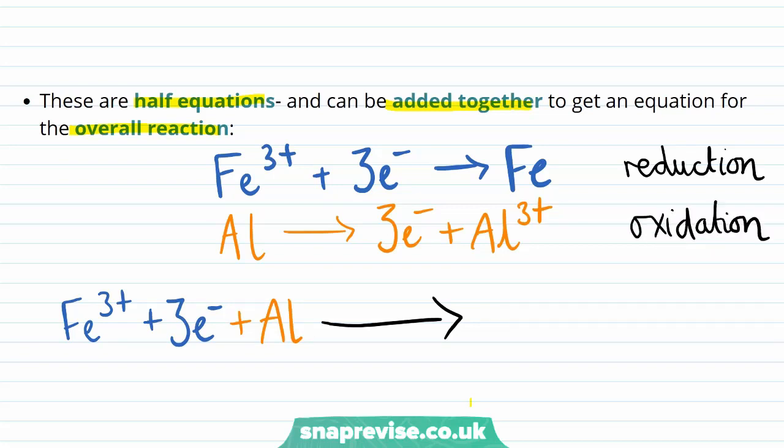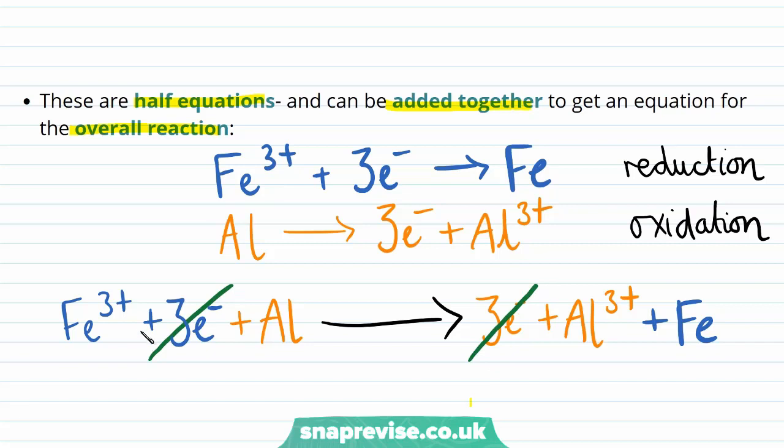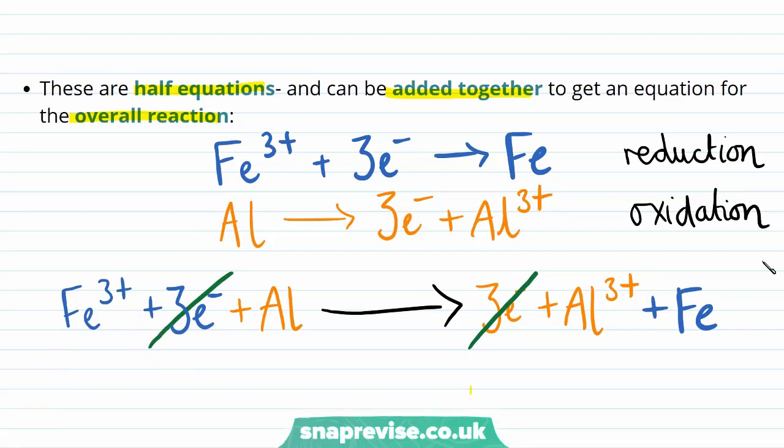We then do the same thing for the right-hand side of our big reaction arrow. From our oxidation equation, we have 3 electrons and the Al3+ cation. And from our reduction, we have iron as an atom. Our final step is to cancel anything that appears on both sides, as this hasn't changed moving from the reactants to the products. In this case, we can see that we don't need to write the electrons on either side, as they appear the same on the left-hand side and right-hand side of the reaction arrow.